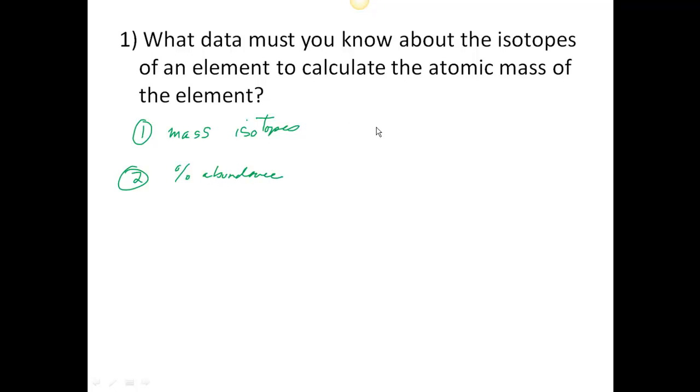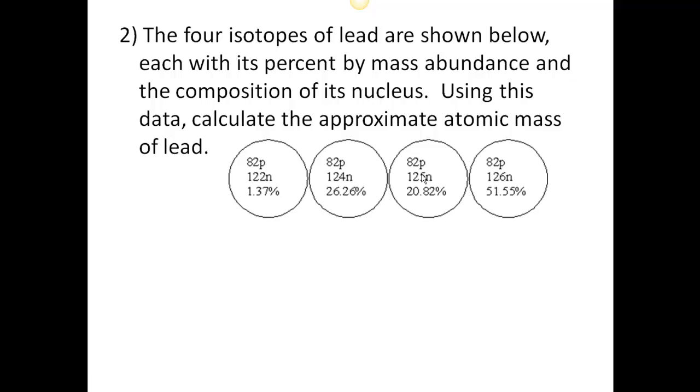For example, if I have an isotope that has a mass number of 10, and one that has a mass number of 11, and 95% of it is 11, and only 5% of it is 10, then it's going to be much closer to 11 than it is to 10. In fact, it's going to be 10.95. So what you're trying to do is figure out your percent abundance. You need to know both of these numbers, the isotope mass and the percent abundance number.